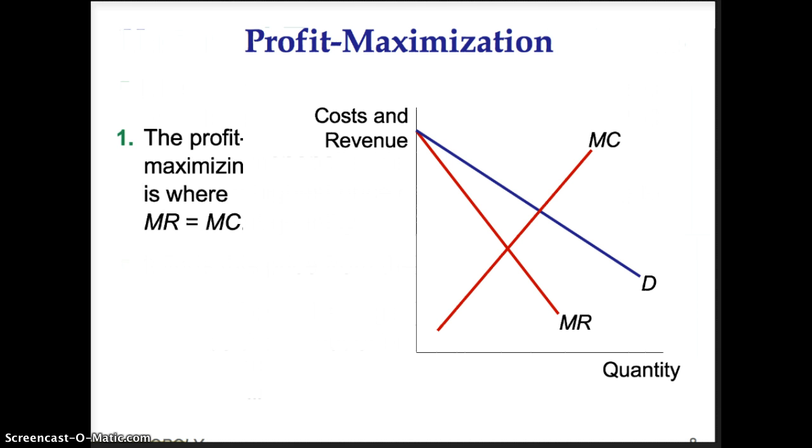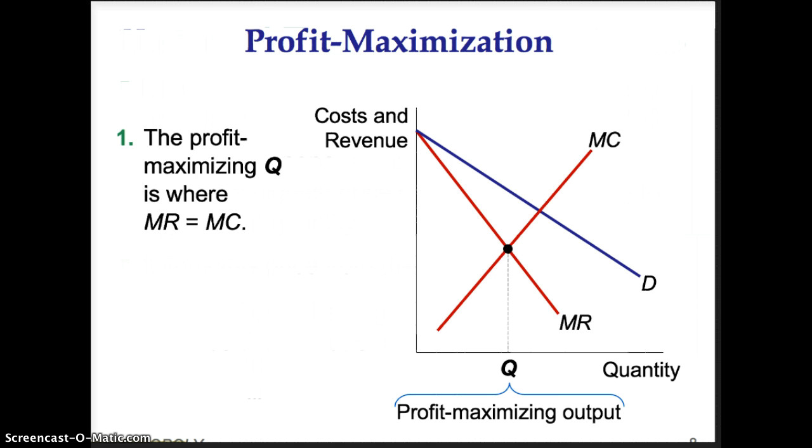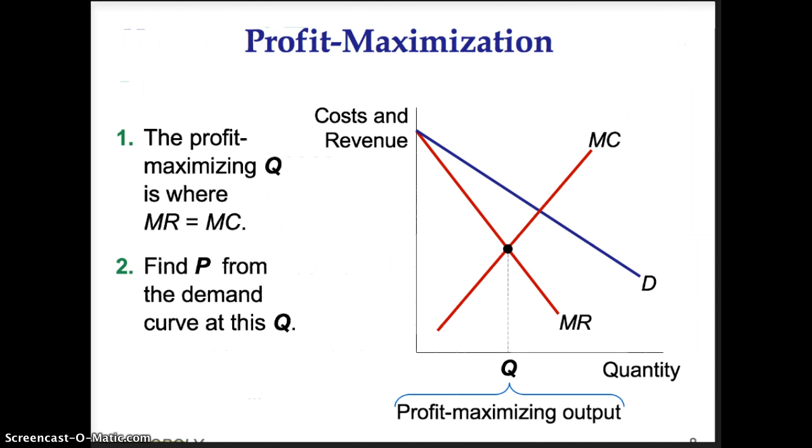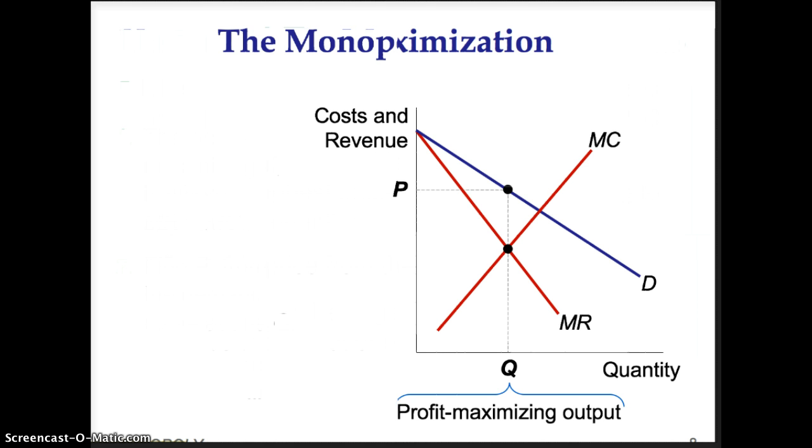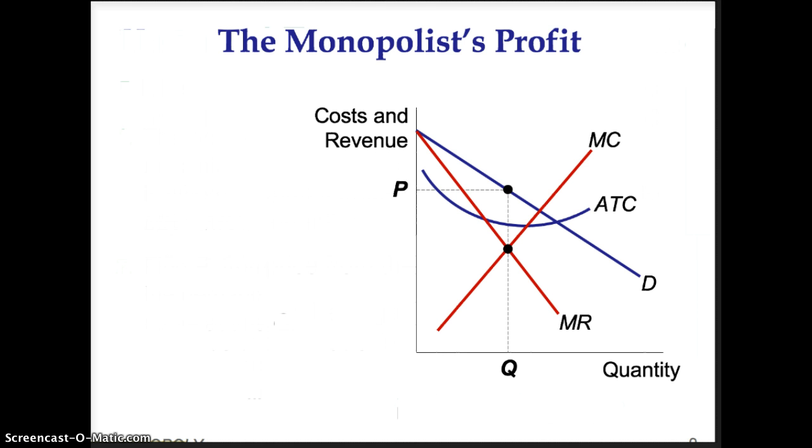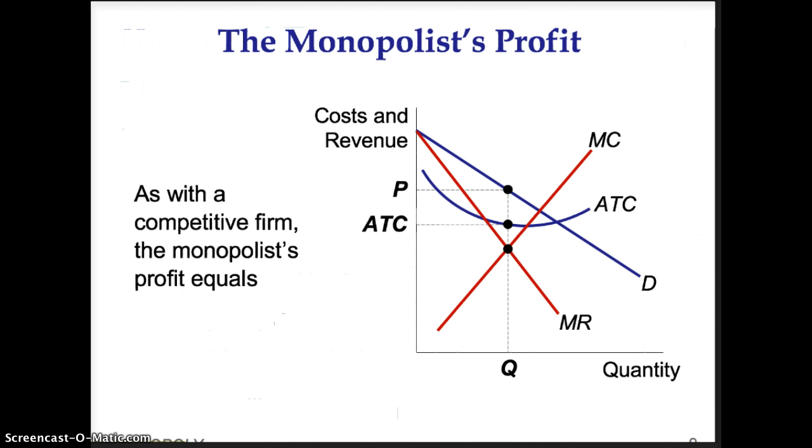First, the monopolist finds the profit-maximizing quantity where marginal revenue equals marginal cost. Then the firm finds the price on the demand curve associated with that quantity. As with the competitive firm, the monopolist's profit equals the difference between price and average total cost multiplied by the quantity the firm is selling.